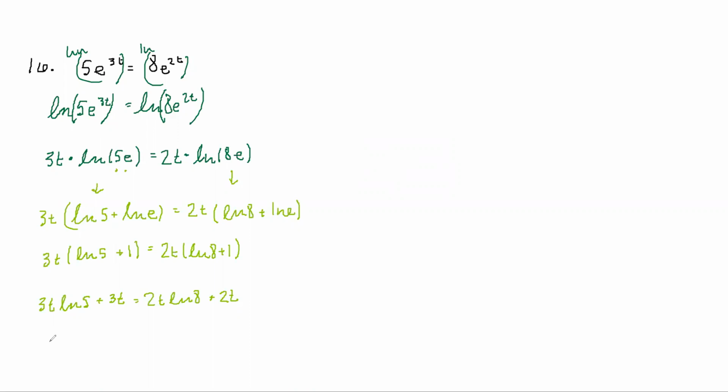Sorry, sometimes you hit a problem and it's just not exactly the easiest thing to solve. So instead of doing that, maybe we should try rewriting it like 3t is equal to 2t ln 8 plus 1 over ln 5 plus 1. Then, you know, I don't like that either.